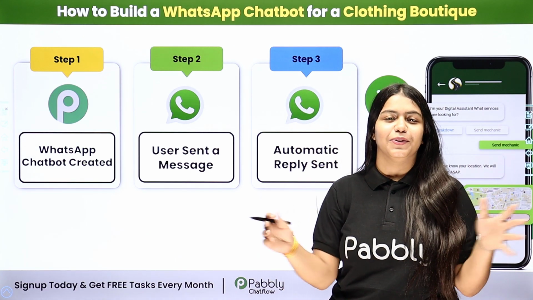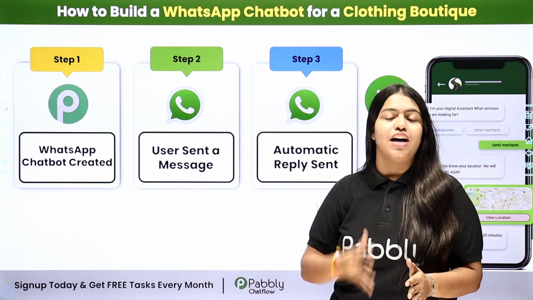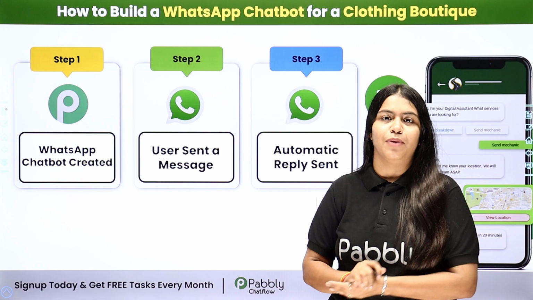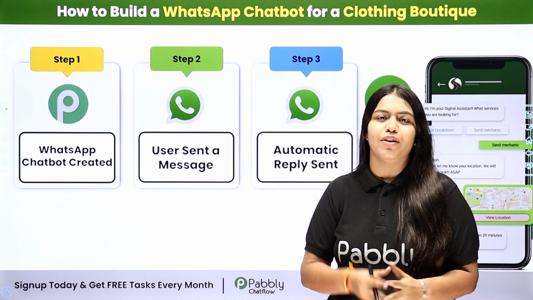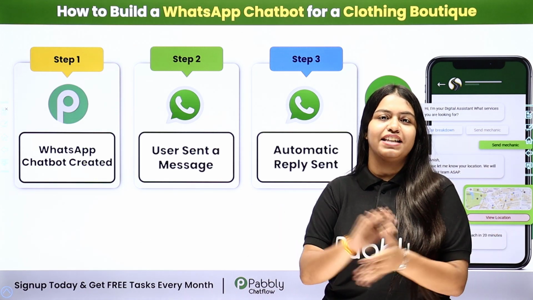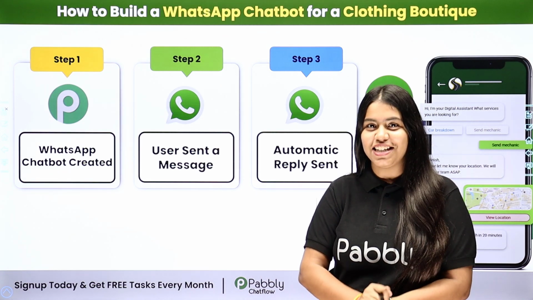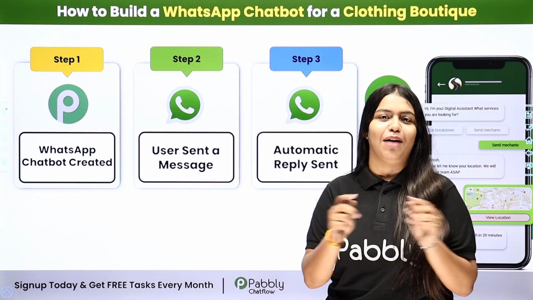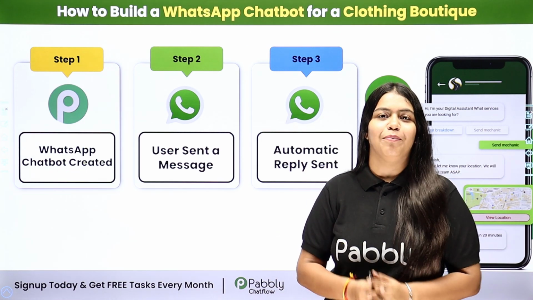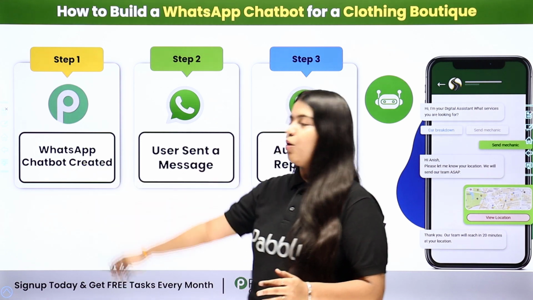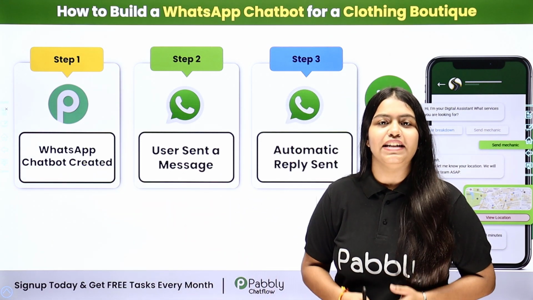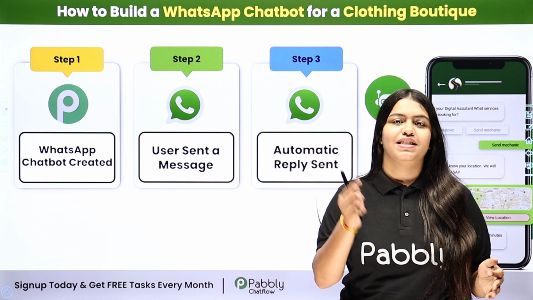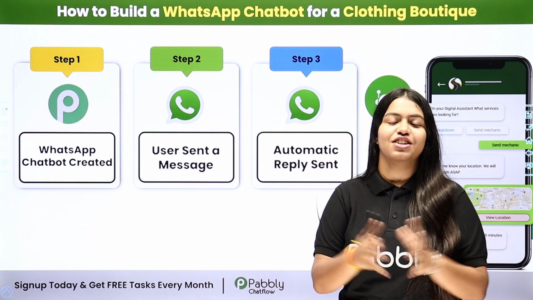So over here I'm running a clothing boutique and we regularly receive customer queries on WhatsApp, and these are some most commonly asked questions, and replying to those same questions over and over again is such a tedious and time-consuming task, right? So to solve this problem, I've simply created a WhatsApp chatbot using Pabbly Chatflow. And now, as soon as I created the chatbot, whenever my user sends me a message, an automatic reply is sent to my user using this chatbot.